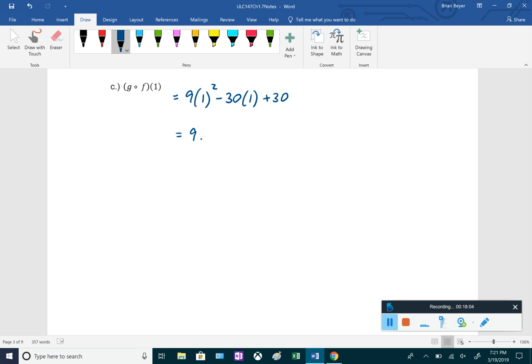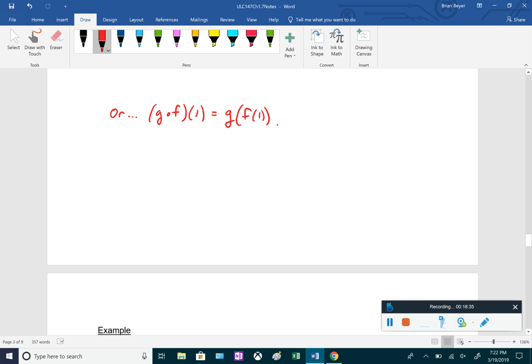So there's another way to do that. We actually had g of f of x. So in order to find g of f of 1, we just plugged it in. So it's pretty simple. The other way to do it is to use the fact that g of f of 1 equals g of f of 1. What this means is we would evaluate f of 1 first and then plug that value into g of x.